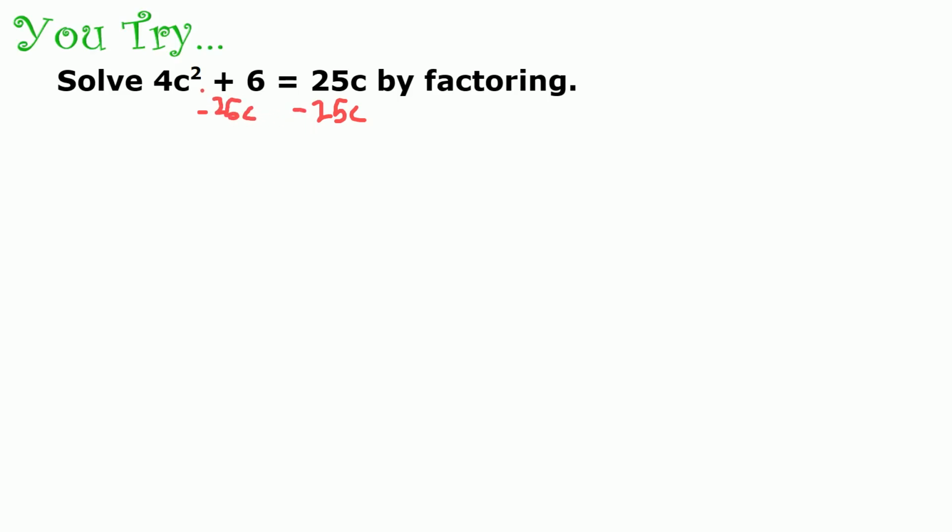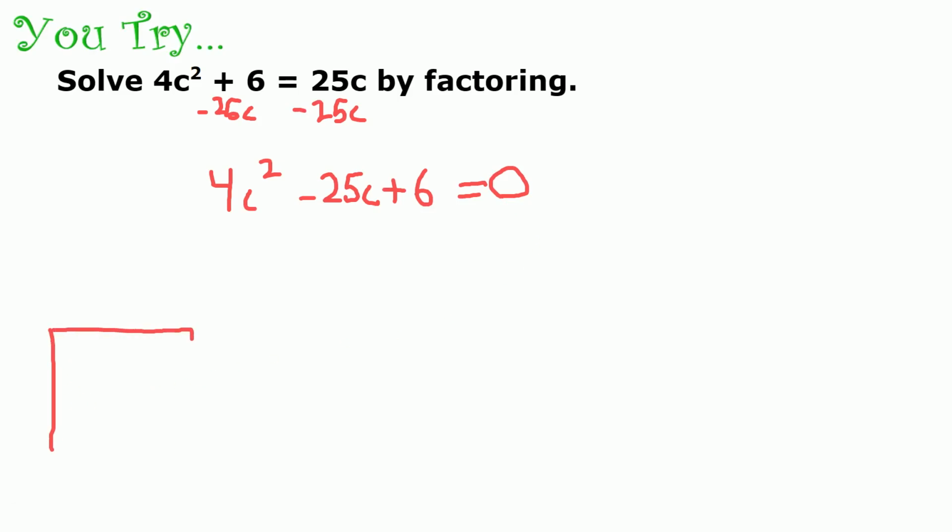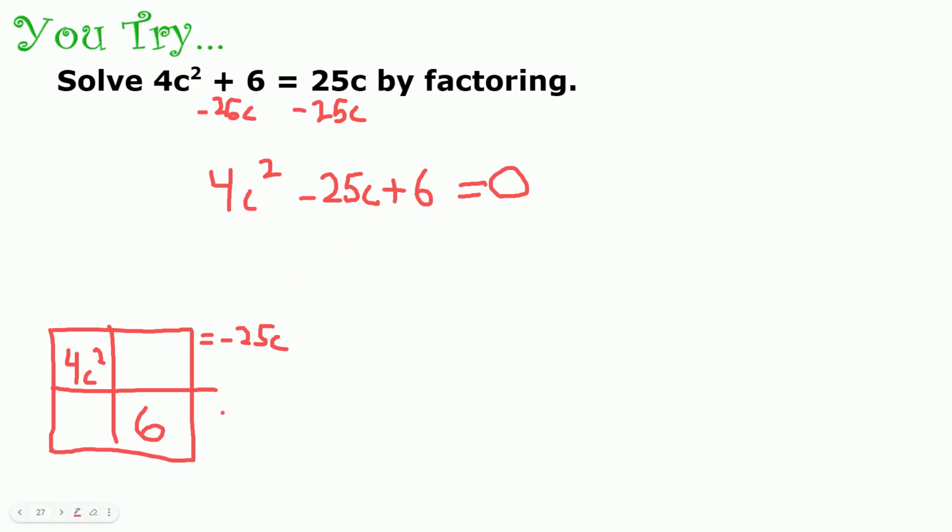Now, there are no like terms on the left side, so this is going to become 4c squared minus 25c plus 6 is equal to 0. I need to factor this out, so I'm setting up my box. I have 4c squared here. These two boxes here need to add up to equal negative 25c. And in the last one, I have 6. So I'm going to multiply these together to see what I can get.